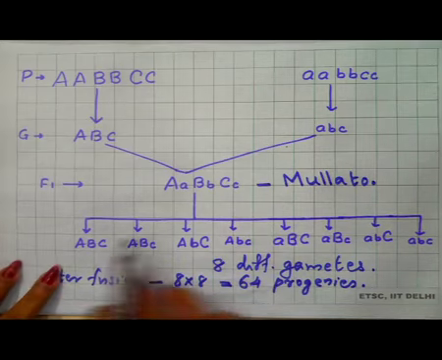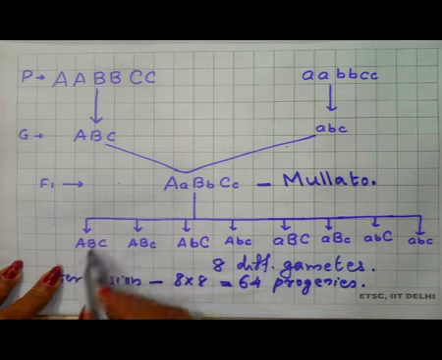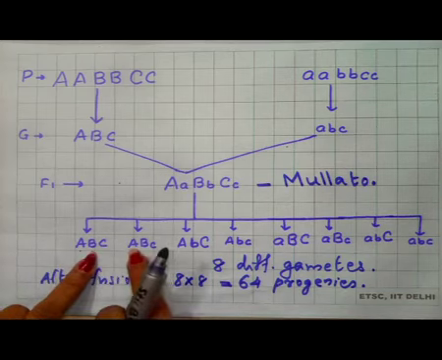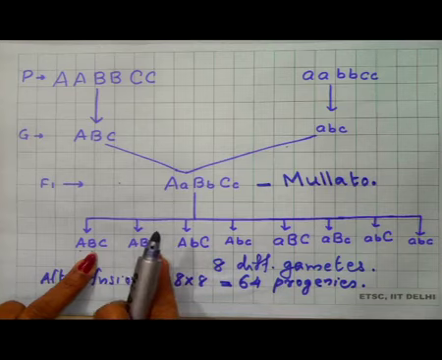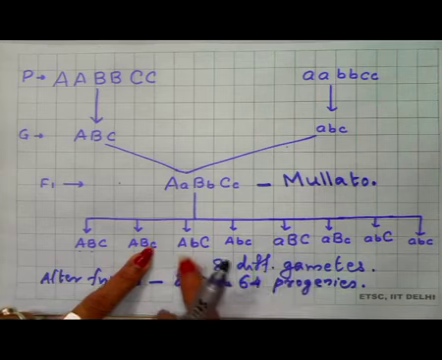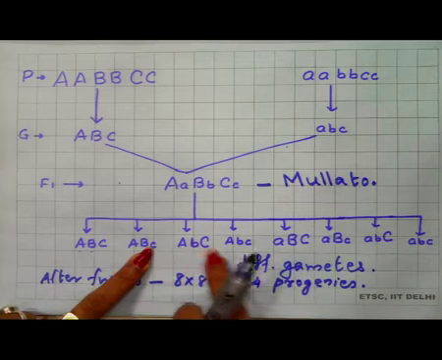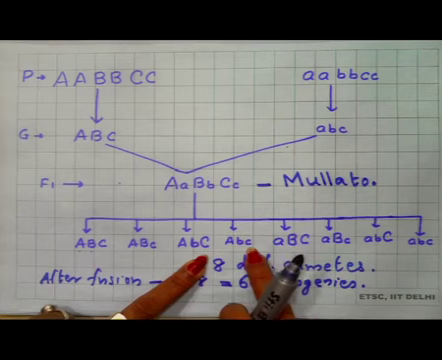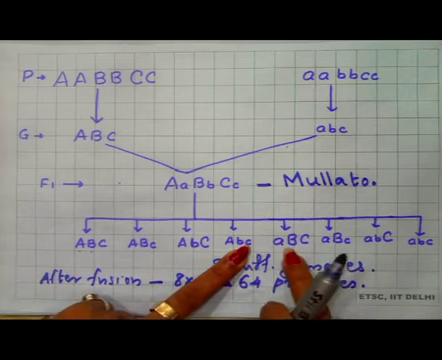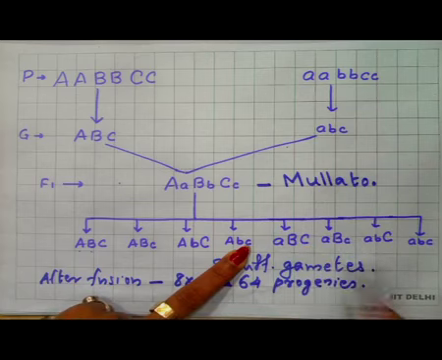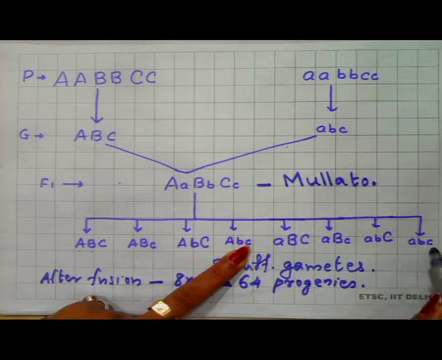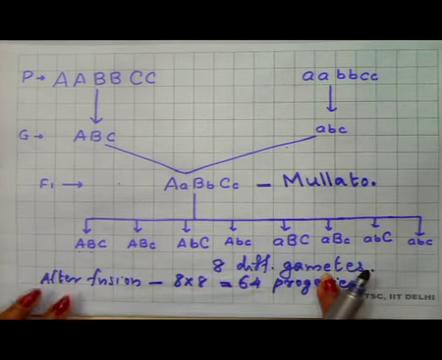Now, the gametes produced by this F1 generation will be capital A, capital B, capital C one gamete, capital A, capital B and small c the other gamete, then capital A, small b and capital C yet another gamete, capital A, small b, small c another gamete, small a, capital B and capital C the other gamete, small a, capital B, small c, small a, small b and capital C, and last it is small a, small b and small c. So, 8 different types of gametes you can see here.